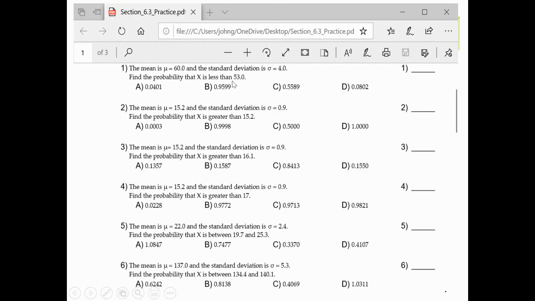Doesn't mean when you have a continuous number, a variable, that it can't be an exact 53.0, but it has the capability of being a decimal, like greater than 15.2, greater than 16.1, greater than 17. Well, 17 is a counting number, and that's good. I mean, the idea here again is it's got the possibility of being a decimal, like a number five problem here between 19.7 and 25.3.